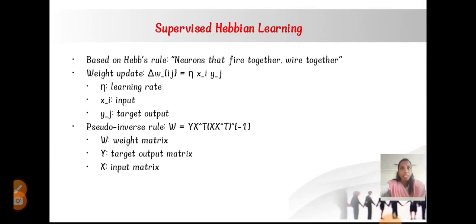Hebbian learning. Based on Hebb's rule, neurons that fire together wire together. Weight update is lambda x_i y_j, where lambda denotes the learning rate, x the input, and y the target output. Pseudo-inverse rule: W equals YX plus, where W denotes the weight matrix, Y the target output matrix, and X the input matrix.